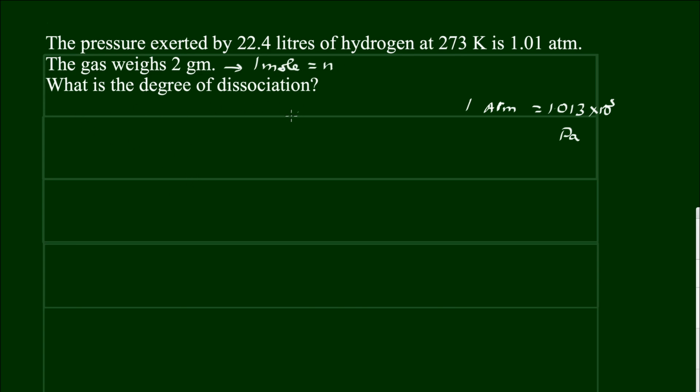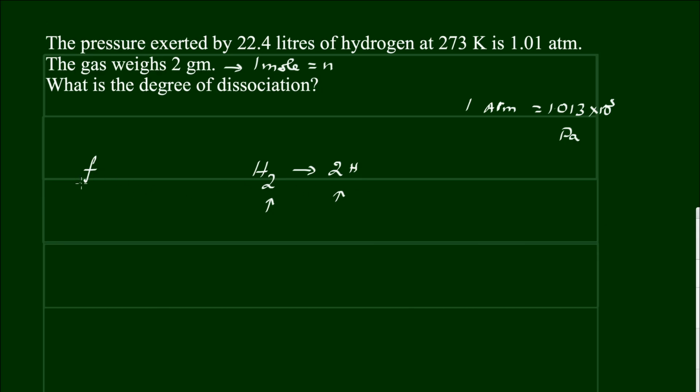What is the degree of dissociation? Let's say a fraction f of the molecules has dissociated. So what does the reaction look like? Dissociation, H2 goes to 2H. So essentially 1 mole of hydrogen molecules becomes 2 moles of hydrogen atoms when 1 mole dissociates.